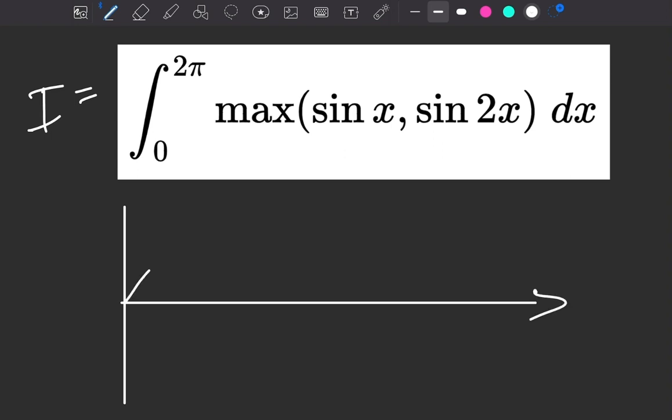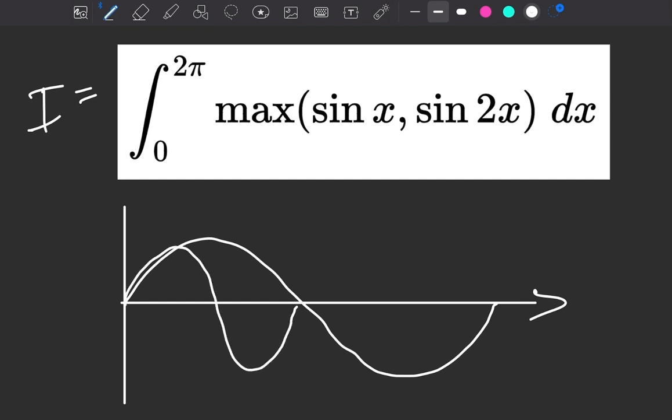Sine x will look something like this, and sine 2x will do that twice as quickly, so doing one full oscillation every pi radians. So here we've got 2 pi, and here we've got pi. We can see they're going to overlap at 0, at pi, at 2 pi, and at 2 points down here. So we need to find those 2 points.